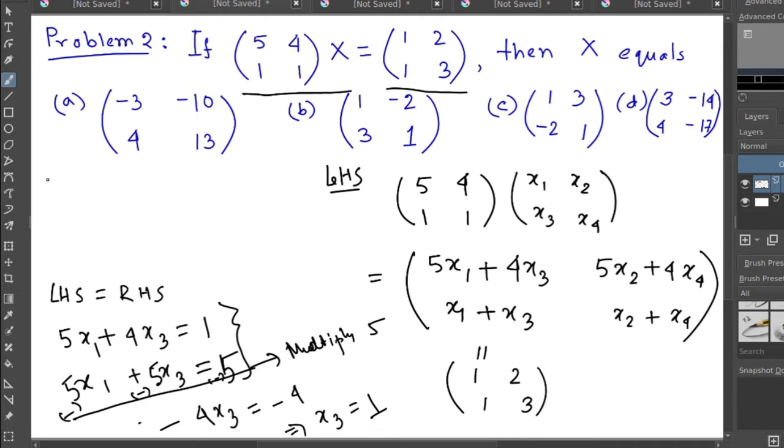Again x3 equals 1, so 5x1 equals 1 minus 4x3 from the first equation, which gives 1 minus 4 times 1, which equals minus 3.